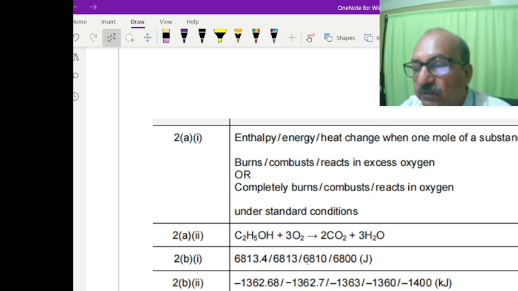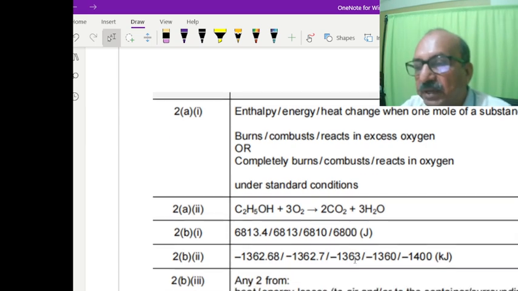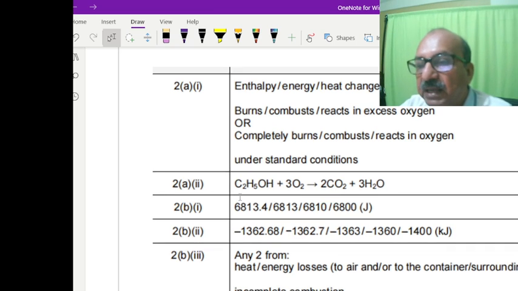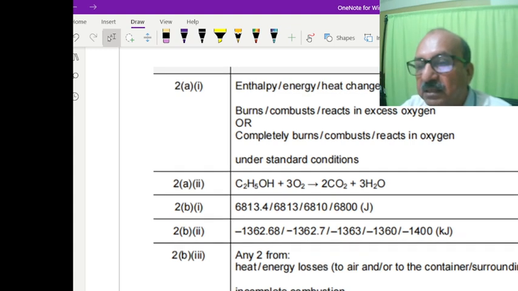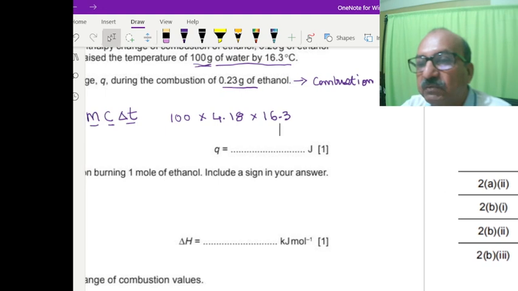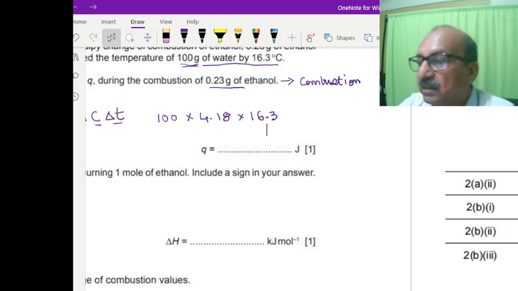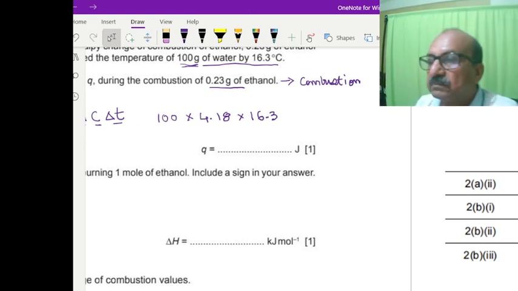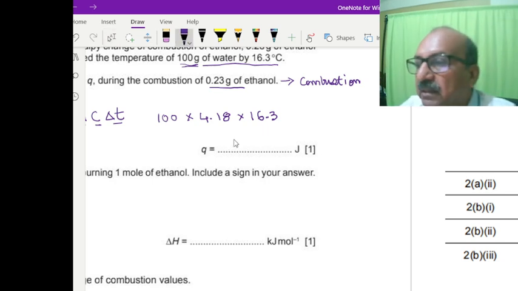If you want to write for 3 significant figures, then 6810 is also acceptable. If you want to write down for 2 significant figures, then even 6800 is acceptable. So we will prefer to write 6813.4. This is the correct answer. So if you multiply this, you get 6813.4. This is the heat evolved, right?